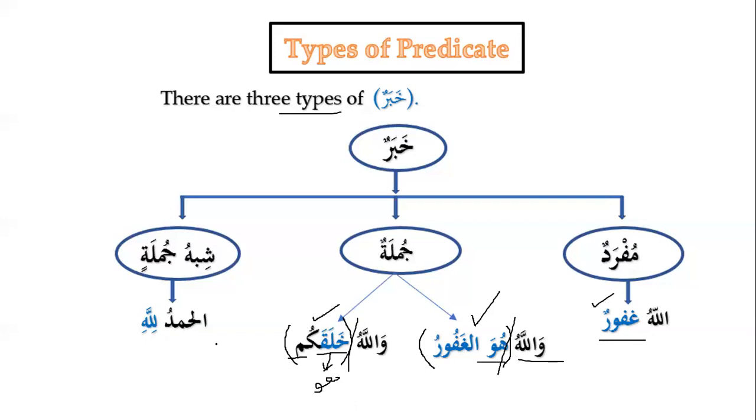And shibhu jumla, as we know, shibhu jumla means jar majroor or dharf plus mudaf ilayh. So it can also be a khabar. In this case, we can say that in Alhamdulillah, alhamdu is mubtada and lillahi is khabar. So this is also shibhu jumla. So khabar is only three types. Either it can be mufrad, meaning one word, it can be jumla, which can be nominal sentence and verbal sentence, and also shibhu jumla, or jar majroor or dharf mudaf ilayh. It can also be khabar.